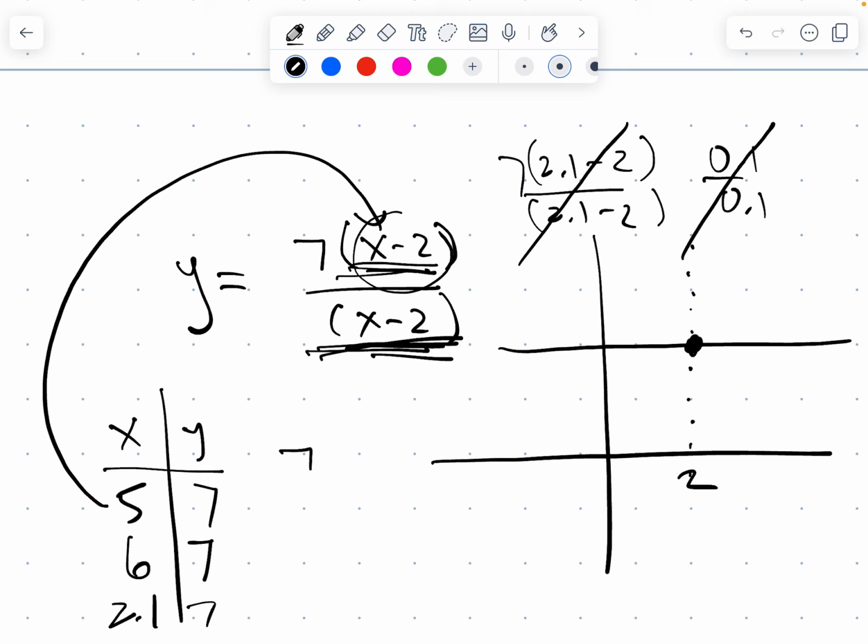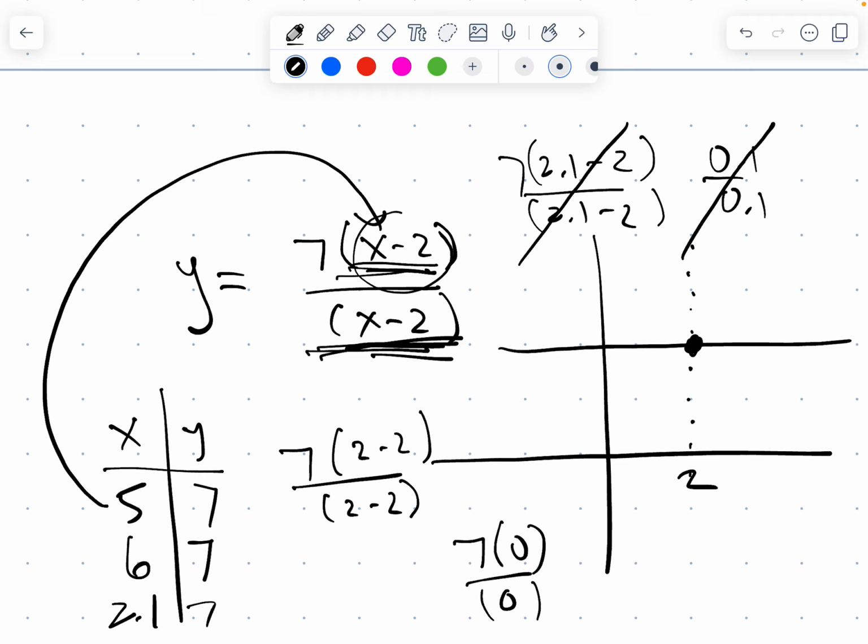Let's see, if we plug in 2, 2 minus 2 is 0, 2 minus 2 is 0, and then 7 times 0 is 0, so it's 0 divided by 0, which is undefined. So this is what's called a hole, and the way we draw it is this. We draw this open circle right here, which means that at exactly that value 2, it's undefined.